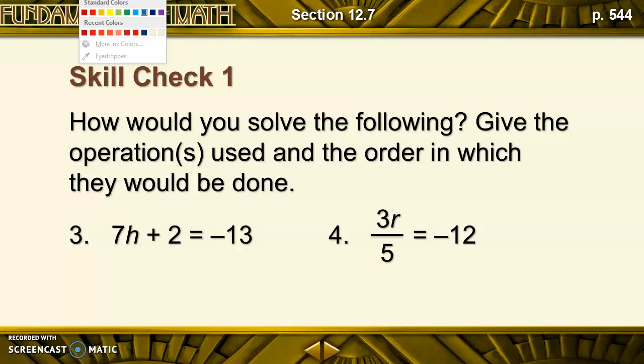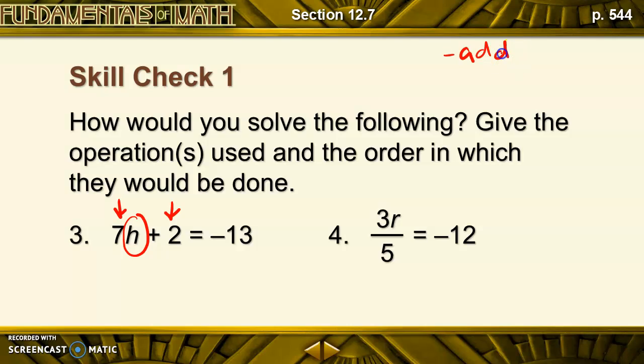We're going to start by circling our variable, and then we're going to figure out what I would do next. So my variable is this guy, and he has two buddies, 7 and 2. Now 7 is being multiplied, and 2 is being added. So remember, we're going to try to get rid of any addition or subtraction first, and then any multiplication or division. So the opposite of adding 2 means I'm going to subtract 2.